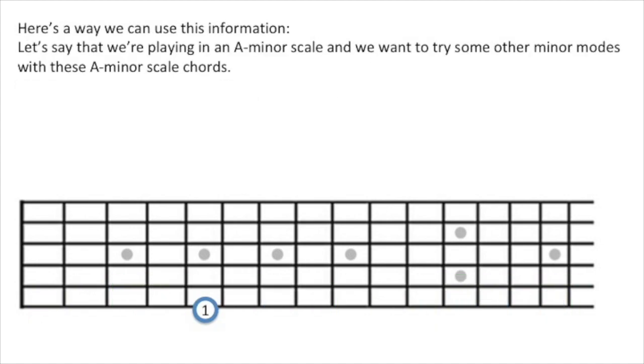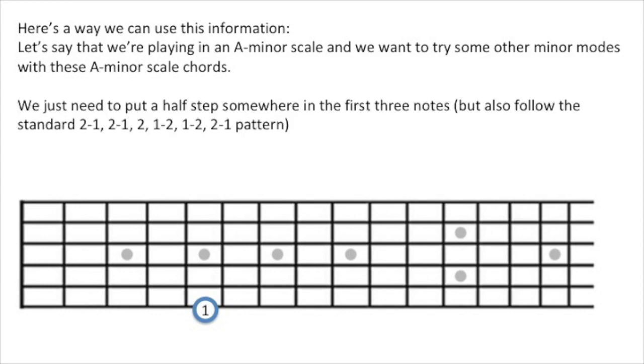Here's a way to start experimenting with this information without having to know the modes. Let's imagine that we're playing in the A minor scale, and we want to try some other minor modes of A. We just have to put a half step in the first three notes, and follow our 2-1-2-1 pattern. Here's the A minor scale that we know. Here's a different mode of A. And another minor mode on A. This is the A Locrian mode.